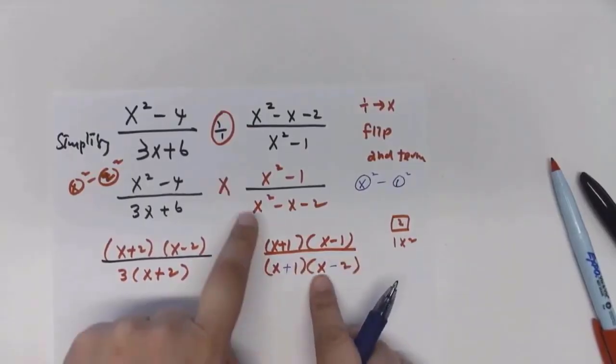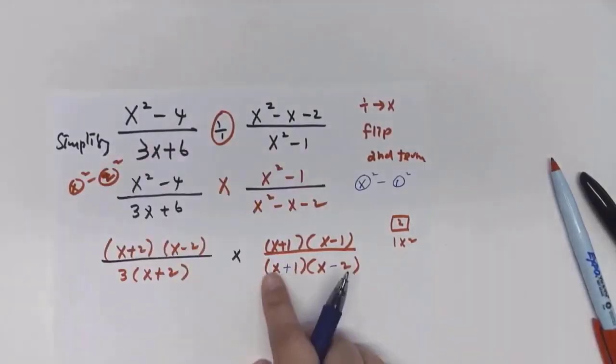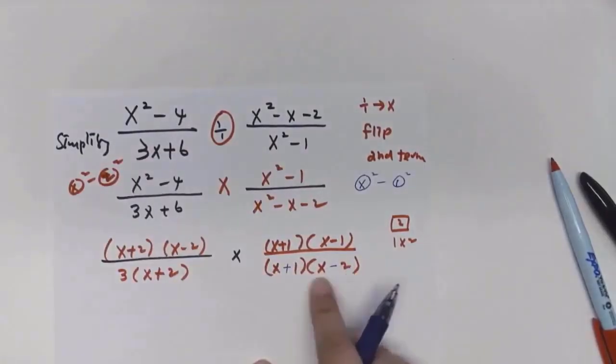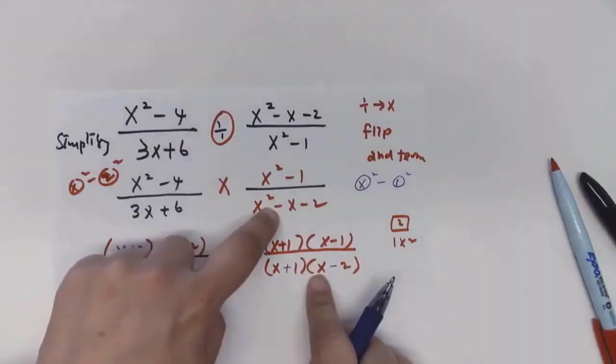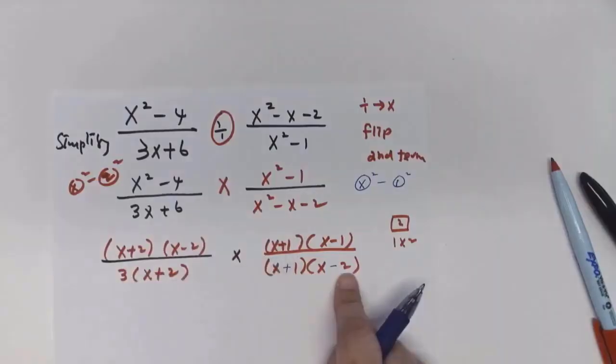X times x, x squared. 1 times negative 2 is negative 2. Outside we have subtracting 2x. Adding 1x is minus 1x. And you can see this is negative, so the big number should be negative. Okay? But we should double check it.